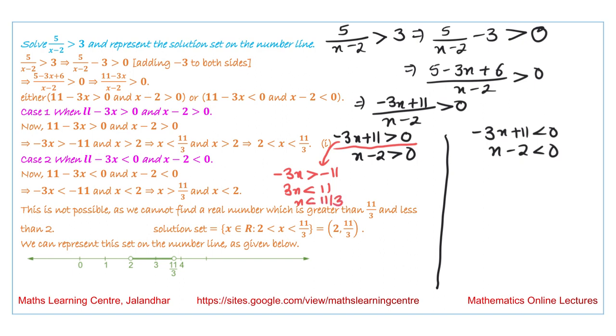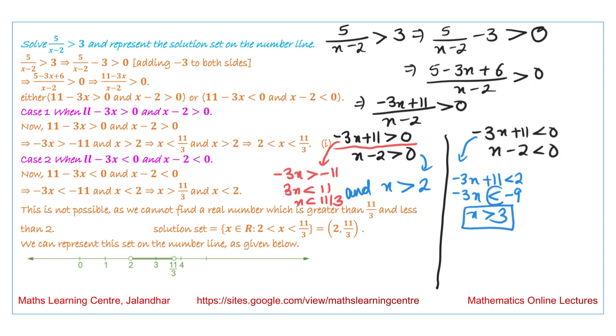In this second case, we have x is greater than 2. Now coming to this part, it is minus 3x plus 11 is less than 2. So we get minus 3x is less than minus 9, so x is greater than 3, because we are dividing by minus 3, so the sign of inequality will change.